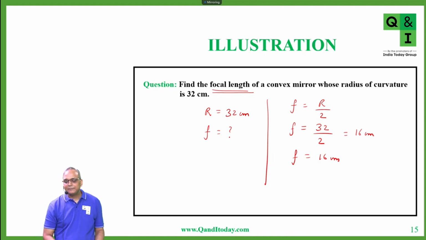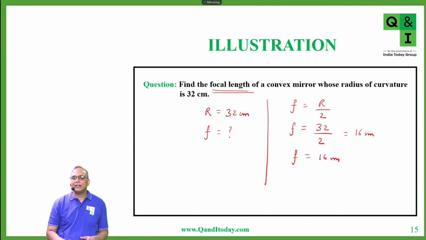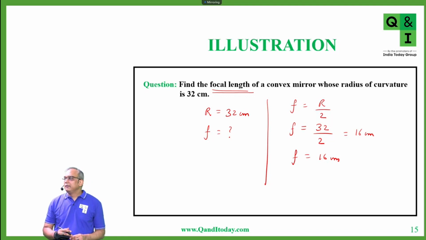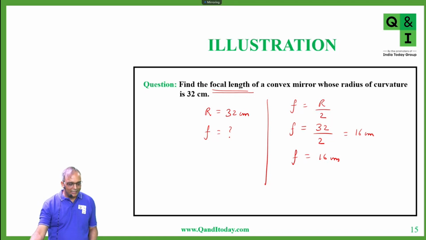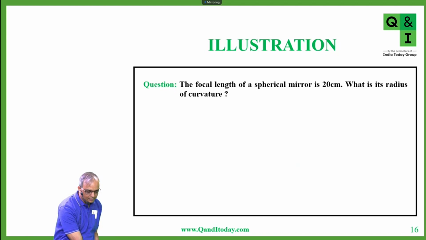Is it clear, students? Did you understand the application of this formula? One of these will be given, either radius of curvature or focal length. You have to find the other one. So if F is given, you have to find R, and similarly if R is given, you will have to find F. So let's see the next question. Have you written down the question and the solution of this question? Okay, so let's go to the next question. You have to attempt this question on your own and tell me the answer.